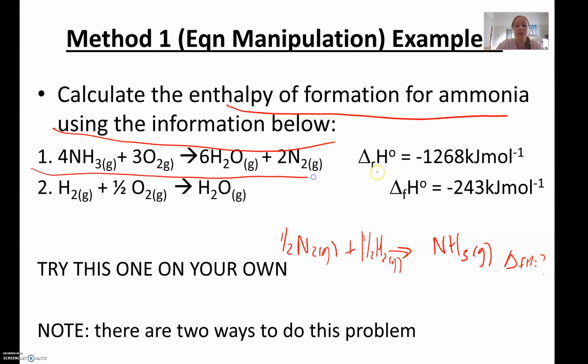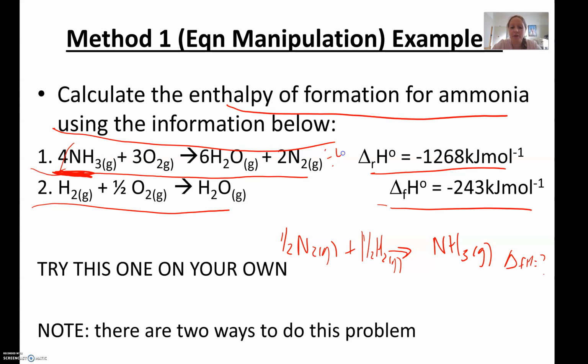They've given you 2 equations here, and let's just get started. There are 2 ways that you can do this problem, and it's up to you how you do it. I probably find it easier to manipulate the whole thing straight away. If we look at equation 1, we obviously need ammonia, but we don't want 4, we only want 1, and we also want it as a product. So to equation 1, I'm going to divide by 4 and reverse it, which means this needs to become positive, and we need to divide by 4.